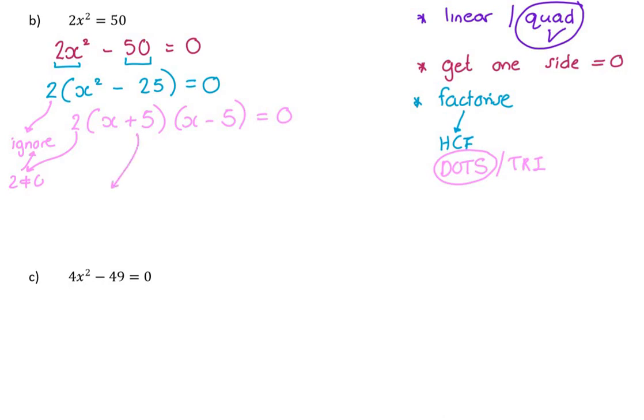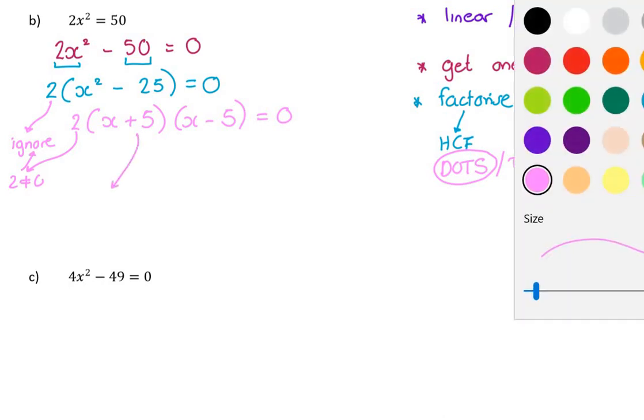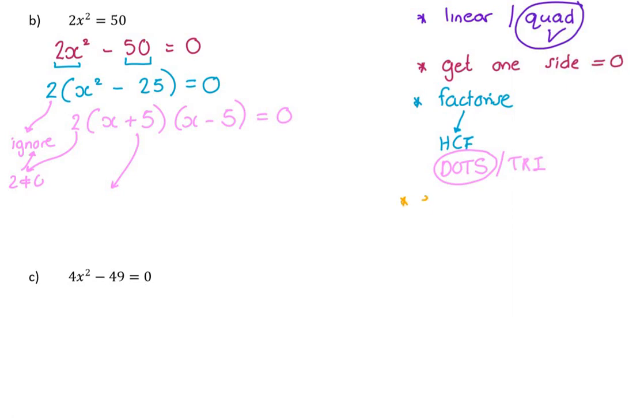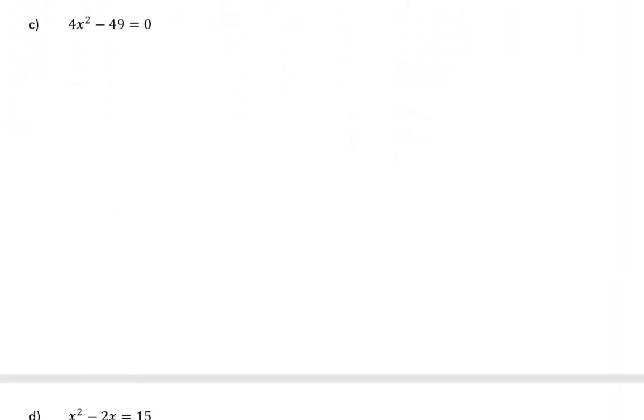So actually, all that matters, let me change color here for my last step, is that each factor could equal 0. In fact, one of them has to. So either x plus 5 has to be equal to 0, or x minus 5 has to be equal to 0. So x either needs to equal negative 5, or x needs to equal positive 5. Great, onwards. Next question. 4x squared minus 49 equals 0.